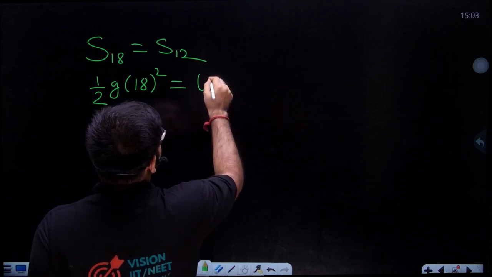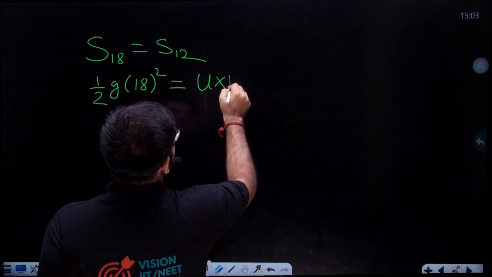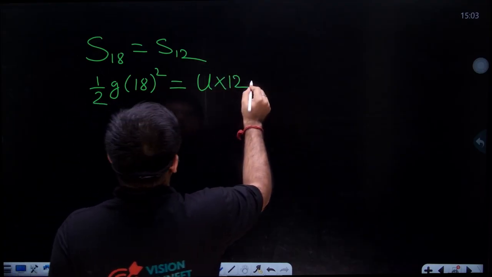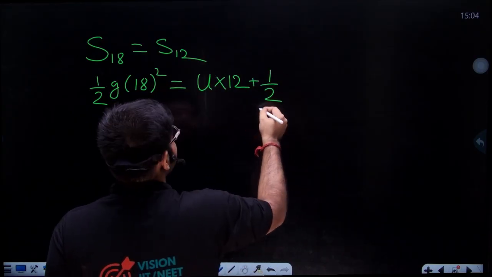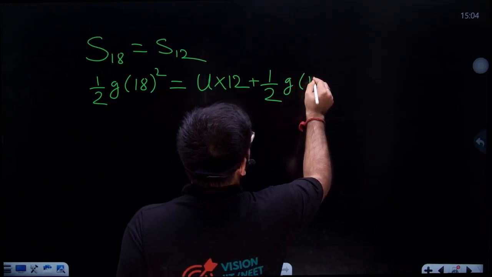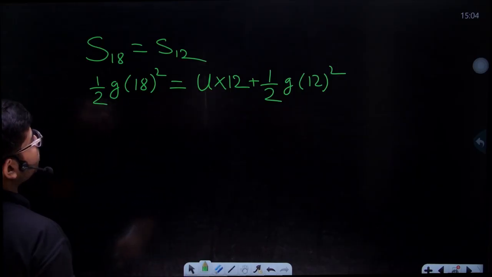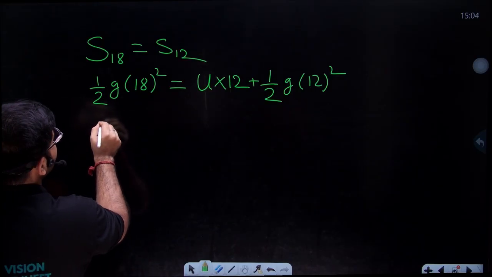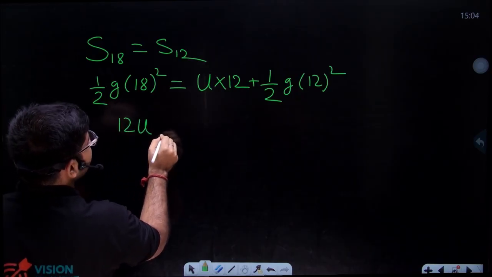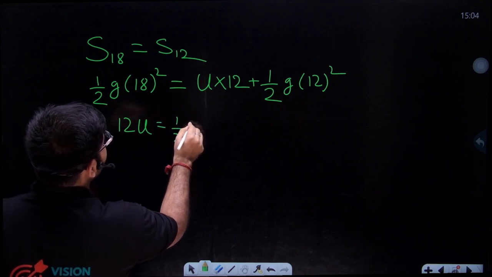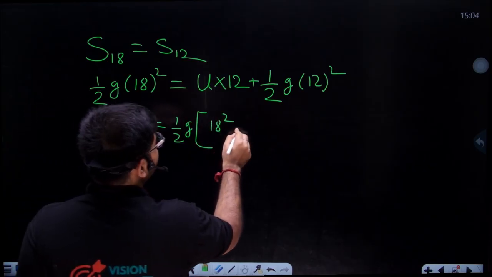So let us consider this u, initial velocity. So this is going to be ut, here t is 12, minus, sorry, minus नहीं होगा, प्लस ही होगा, it is in the same direction. Gravity is assisting. Got it? So from here I can say that 12u is going to be half into g, 18 square minus 12 square.